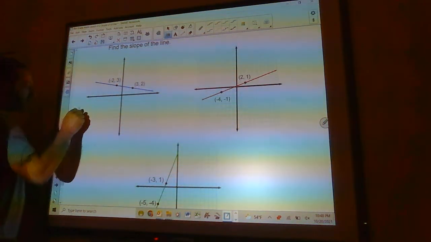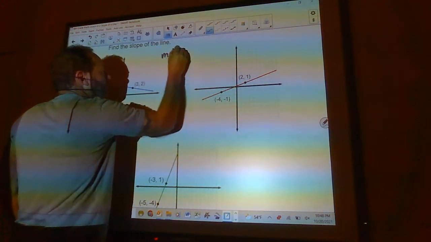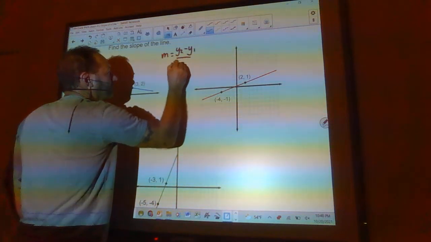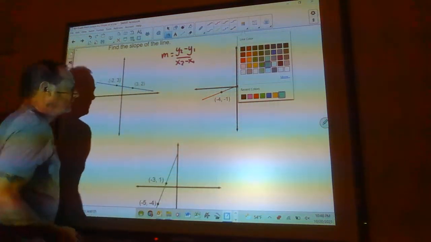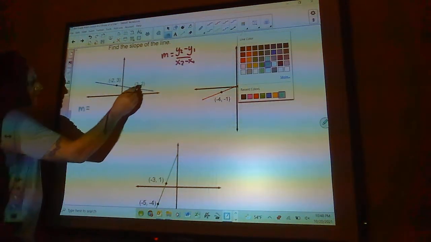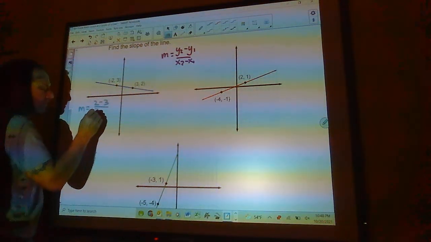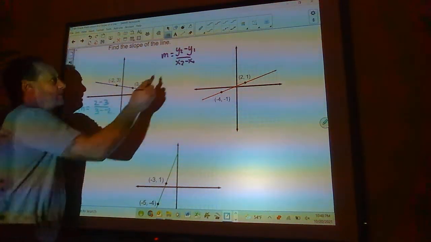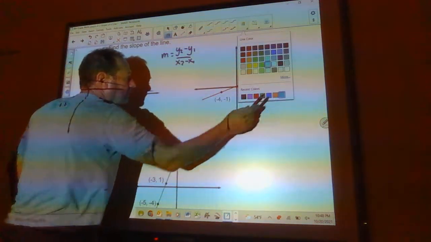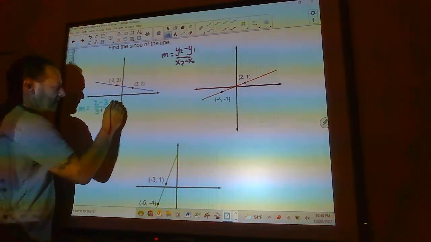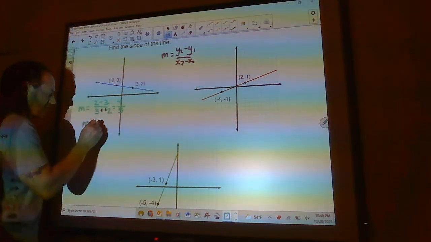Okay, so my slope here, remember we always write the formula down. Let's write it down up here. M equals y2 minus y1 over x2 minus x1. You should always write down the formula. Okay, so here I've got 2 minus 3 over 3 minus negative 2. And then those cancel out, and I get negative 1 over 5. So the slope is negative 1/5.